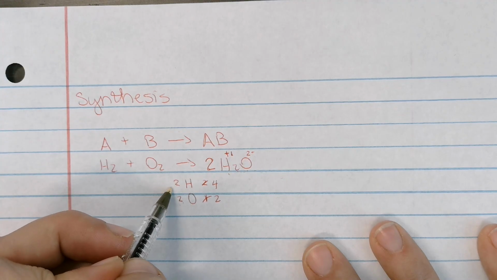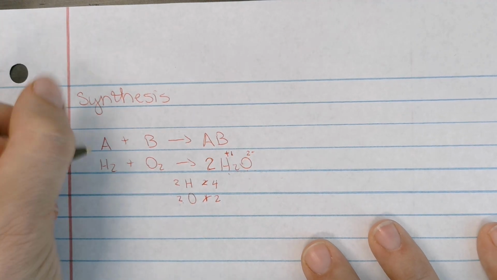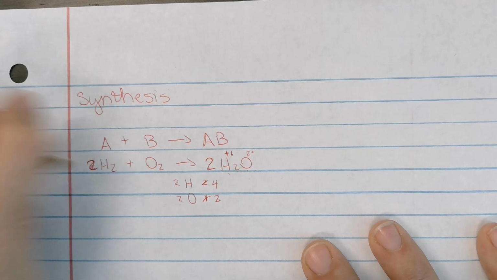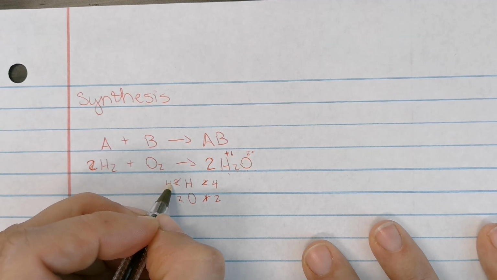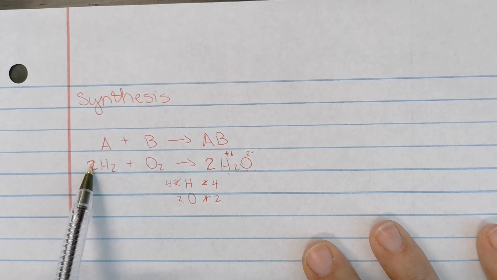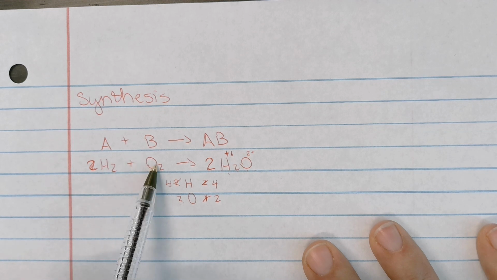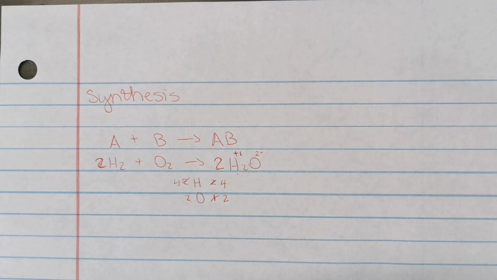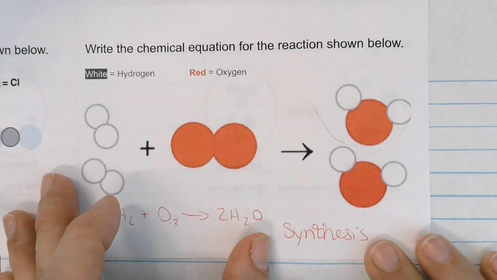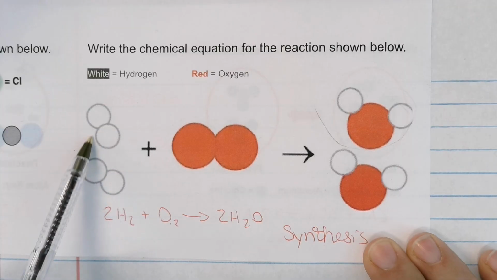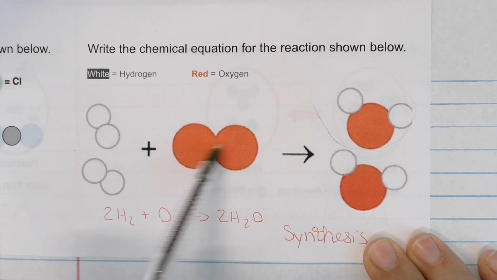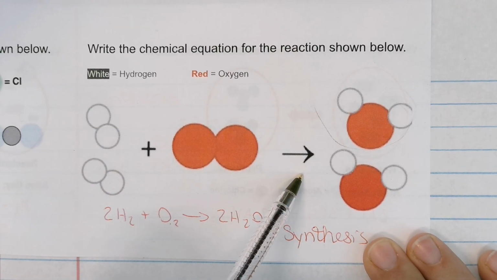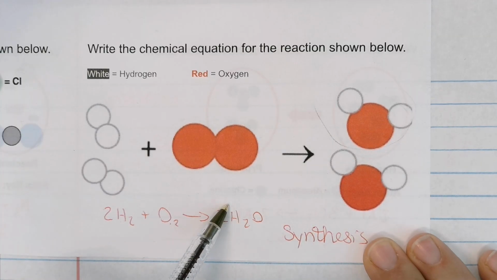So I need double the amount of hydrogen coming in. I'm going to say 2 sets of hydrogen, which would give me 4 hydrogen atoms. So now I know that I need 2 sets of hydrogen and 1 set of oxygen, and that will produce 2 sets of water. And that makes sense because in a previous video, we showed just that: 2 sets of hydrogen plus 1 set of oxygen made 2 sets of water. And that is a synthesis reaction.